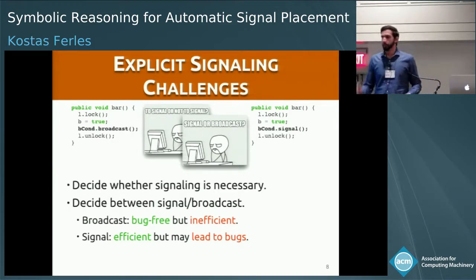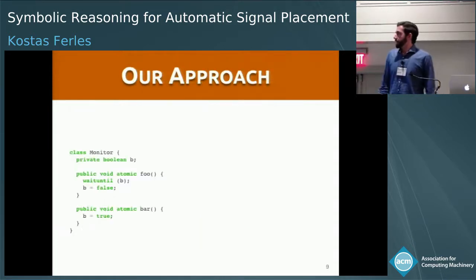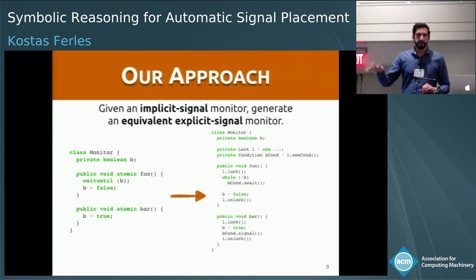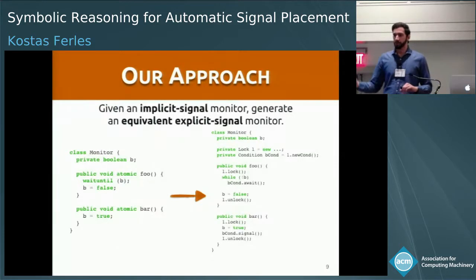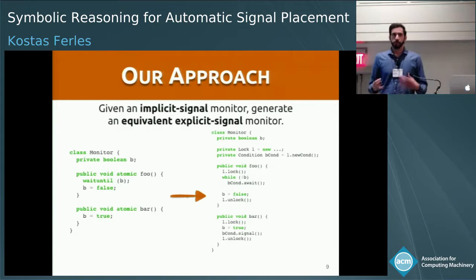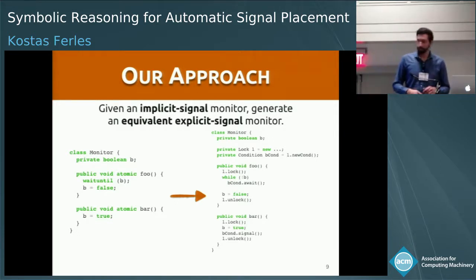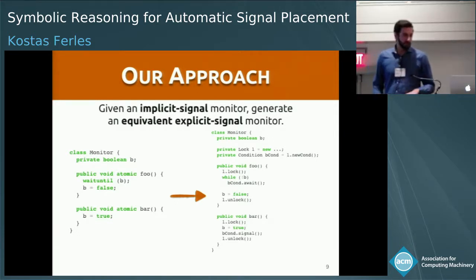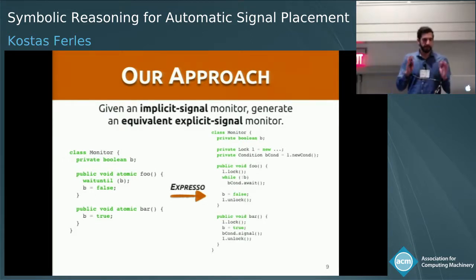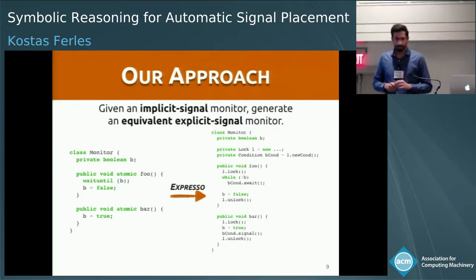And this brings us to our approach, which on a high level works as follows. Given an implicit signal implementation as an input, our technique is going to generate a semantically equivalent and efficient explicit signal monitor as an output. This way, we provide programmers with a higher level of abstraction without introducing any of the runtime overheads associated with implicit signal monitors. In order to do so, we introduce a tool called Espresso, which is designed to automate this task.